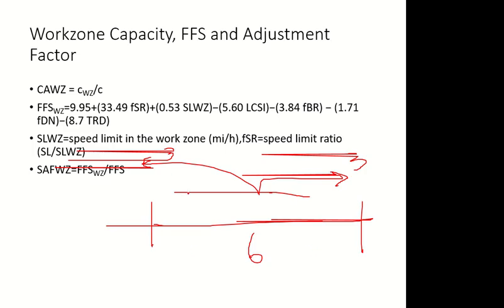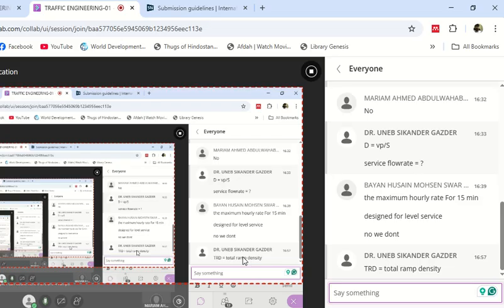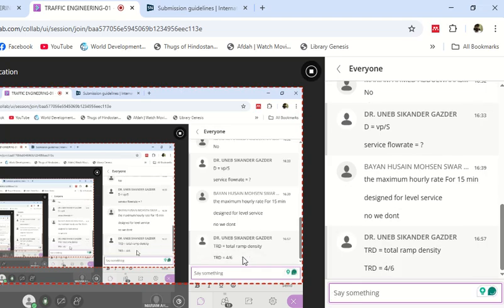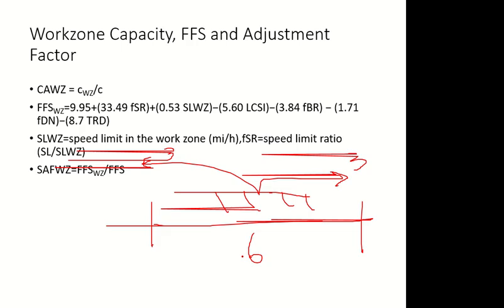And you count how many ramps you have. For example, I can count here there are 4 ramps. So TRD will be 4 upon 6. If you got 5 ramps, it will be 5 upon 6. If you got 10 ramps, it will be 10 upon 6. So the distance is always 6. This 3 miles forward and 3 miles backward is constant, so the total will always be 6. Then you have to count the number of ramps, and whatever you get, you will divide by 6.